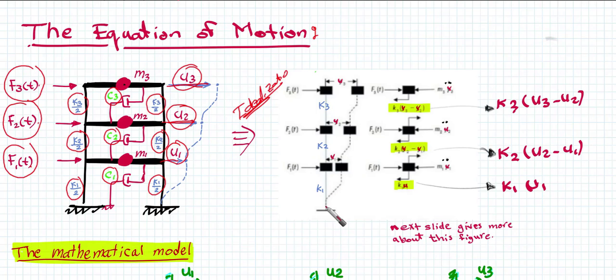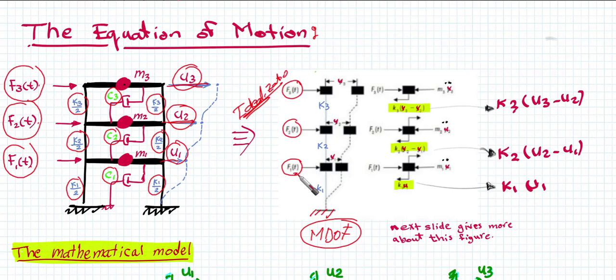This is the multi-degree of freedom system idealization. In the first floor, we have K1, which is the summation of all resistance or stiffness from floor 1. And then we have K2, which is the resistance or stiffness for the second floor, and K3, the third floor. Forces are going to be applied: F1 of t, F2 of t, and F3 of t.